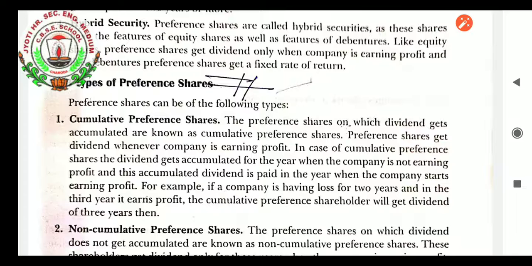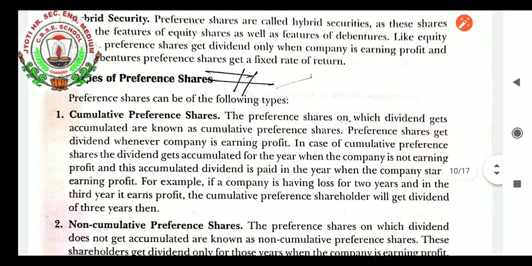It means in the year when the company was having a loss, they were not paying the dividend, but this preference shareholder will get that year's part of profit also in the next coming year when the company earns a profit. So the preference shares on which dividend gets accumulated are known as cumulative preference shares. They get dividend whenever the company is earning profit. In case of cumulative preference shares, the dividend gets accumulated for the year when the company is not earning profit, meaning the loss year, and this accumulated dividend is paid in the year when the company starts earning profit.